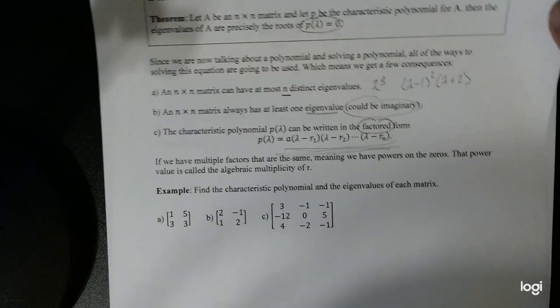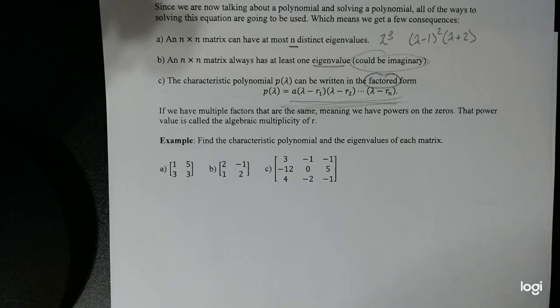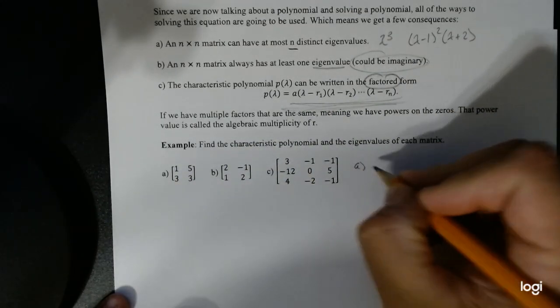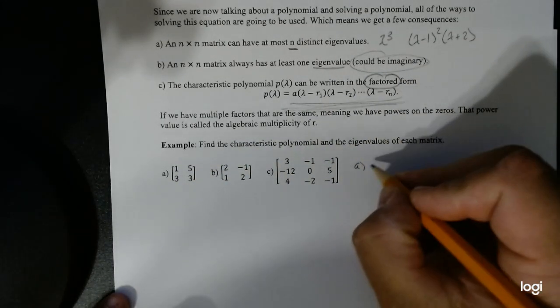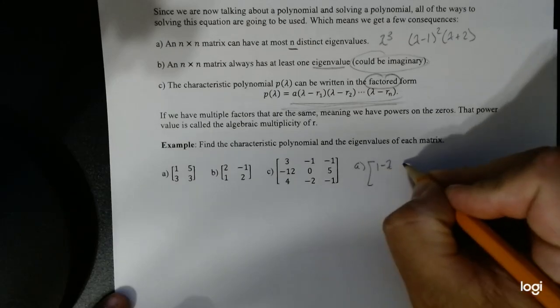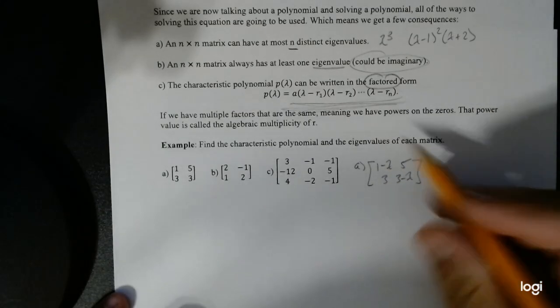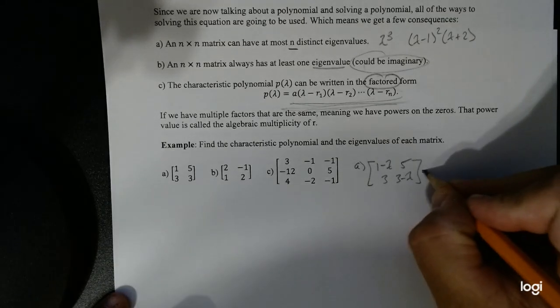Okay. So why don't we do a couple practice problems here so you can see how this is going to go about. So first, find the characteristic polynomial and the eigenvalues of each matrix. So nothing's really changed. All it's saying is just find the eigenvalues. So it's just starting with this off, and then finding the determinant of that.